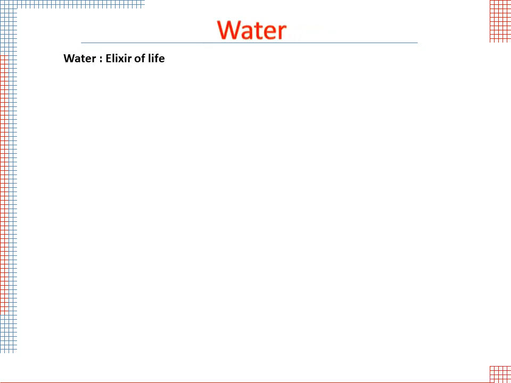Water. Water is the elixir of life. The body needs about 2 liters of water per day. The body does not get this quantity only by drinking water. The majority of foods that we eat contain water.